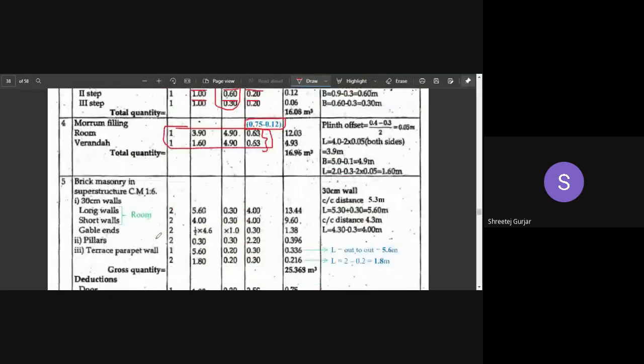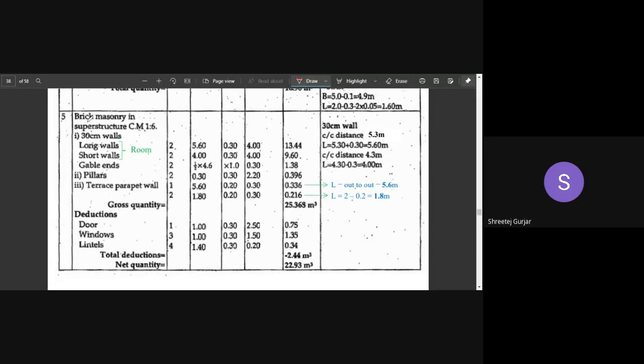So moving on to the next, that is your brickwork in superstructure. We will calculate for the 30 centimeter wall separately, and then we will calculate brickwork for pillars. The pillars, or columns, in your veranda are also made up of bricks, so that also will come in this quantity. And then there is the parapet wall which is provided, so that also needs to be added.